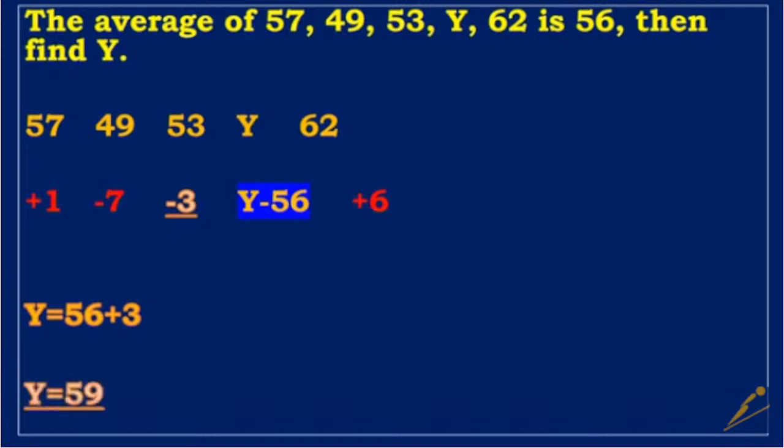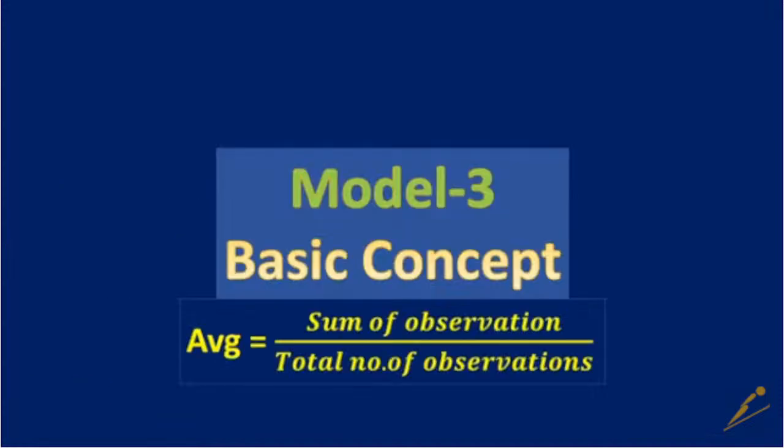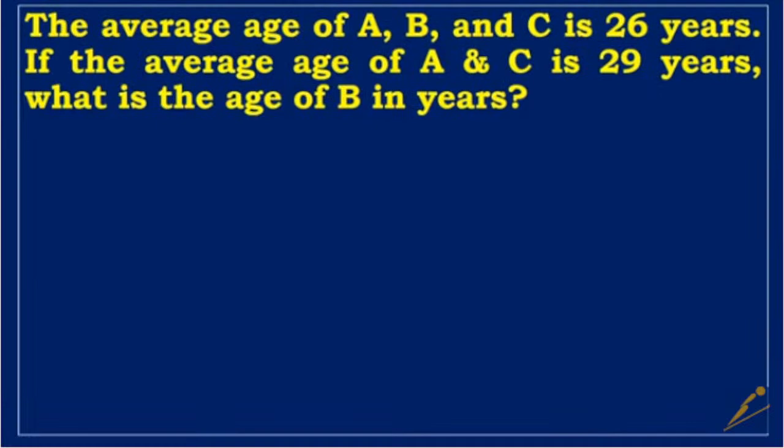The third model for solving average problems is to use the basic average formula. The basic concept of finding the average of a set of numbers is to add all the observations together and divide by the total number of observations. The formula expresses this concept mathematically: AVG is equal to the sum of all observations divided by the total number of observations. Let's look at an example to understand the basic concept of averages.